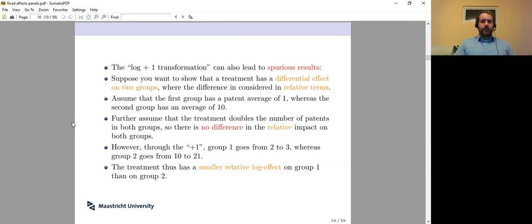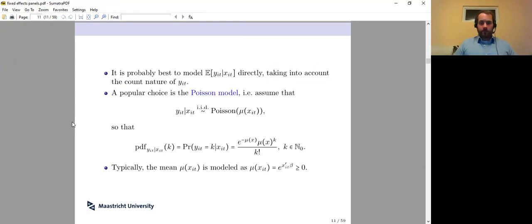Okay, now these were the downsides of the log transformation, which is what some people use in practice. However, most people nowadays say that the best approach is probably to simply model the conditional expectation of y given x directly, while taking into account that yi is a count variable. Well, now, what is the most famous distribution for count data? Well, it's the Poisson distribution.